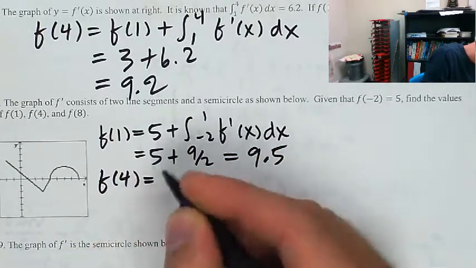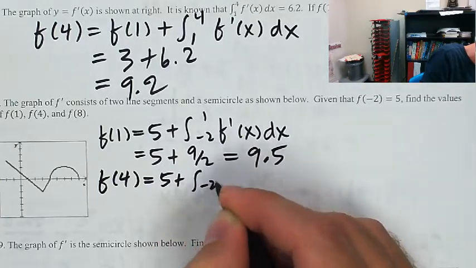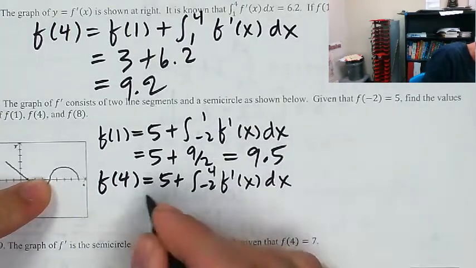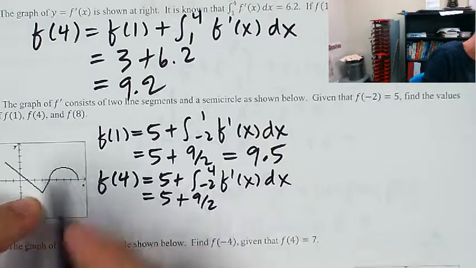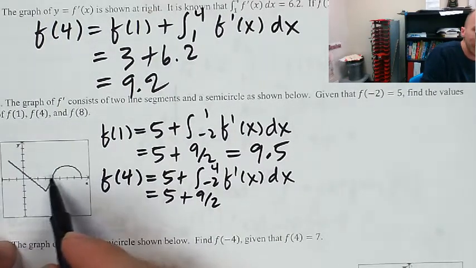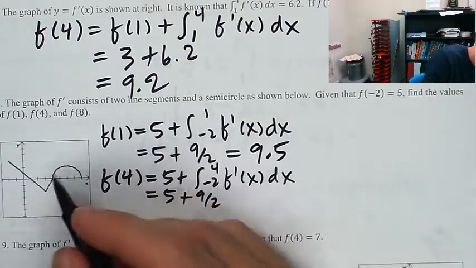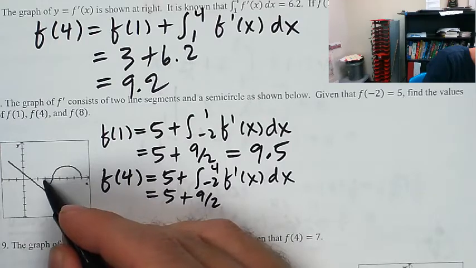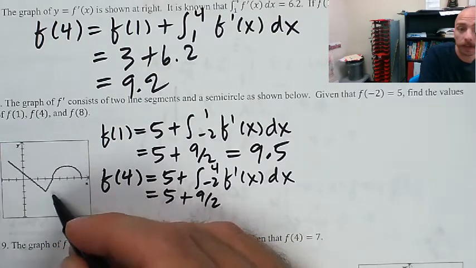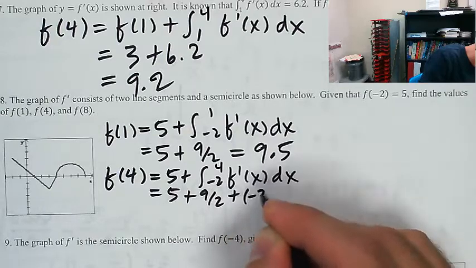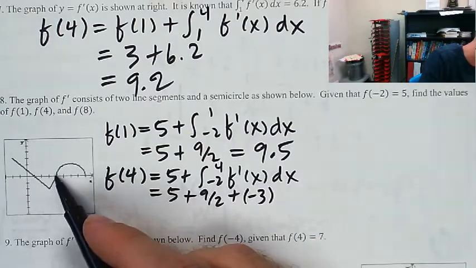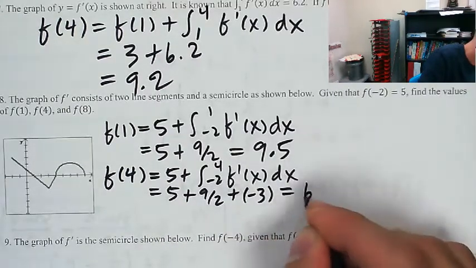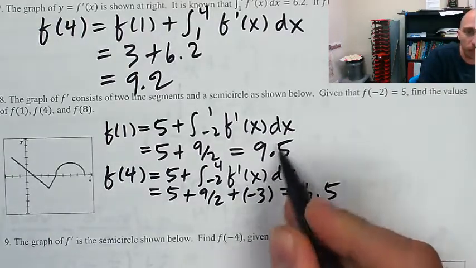f of 4 equals 5 plus the integral from negative 2 to 4 of f prime, which I know is going to be 5 plus 9 halves to get all the way up to this point. Then I'm going to have to add in the area of this triangle, but negative because it's below the x-axis. So that's, I think, 3 wide by 2 tall, so half of 6 is 3. But it's going to be negative because it's below the x-axis. And then I think that's where I'm stopping at 4. Okay, so 5 plus 4.5 is 9.5, minus 3 is 6.5.